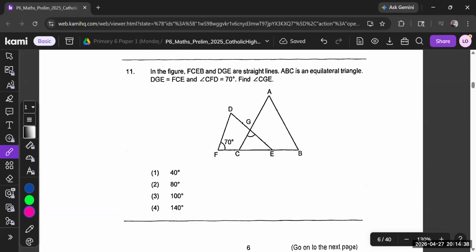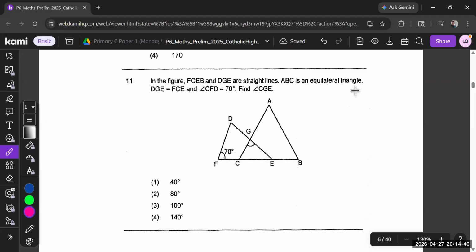Question 11, what's the answer? The answer will be number 2. And how do we do that? In the figure, FCB, EB, and DGE are straight lines. And then there's an equilateral triangle, which is ABC. What must you do if you see an equilateral triangle? Quickly mark it 60. You must quickly put the 60 already if you see there's an equilateral triangle.